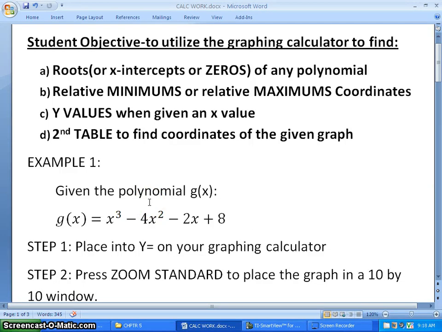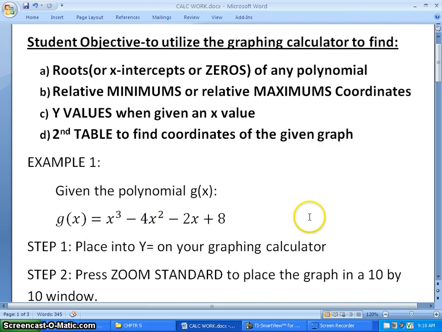Today we're going to be utilizing the graphing calculator to do various things. The four things we will do: first, find the roots of any polynomial, or the x-intercepts, or sometimes called zeros. Second, we'll find any relative min or max. Third, we'll find any y value when given an x. And the fourth thing is we will utilize our table to find various coordinates so we can graph our function and do other things related to the function.